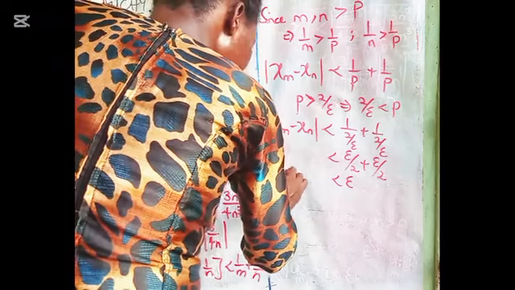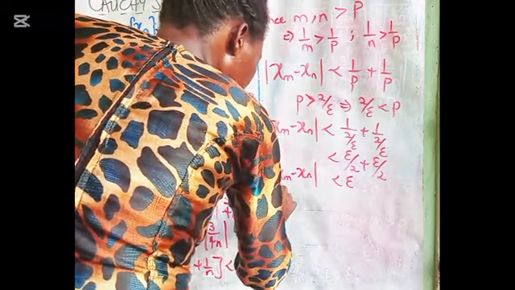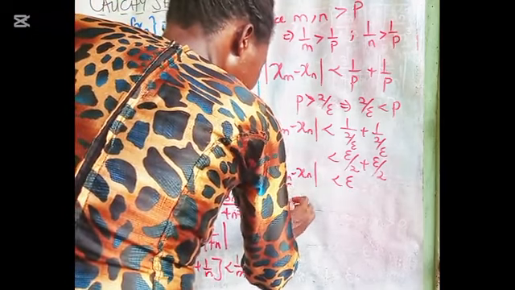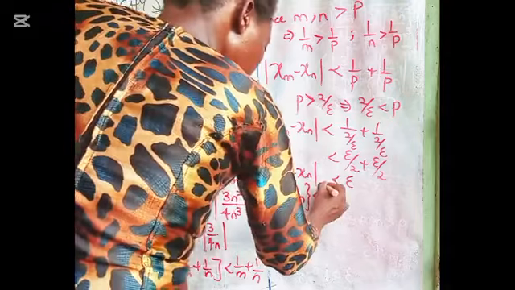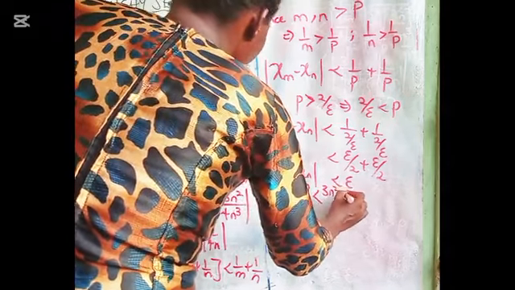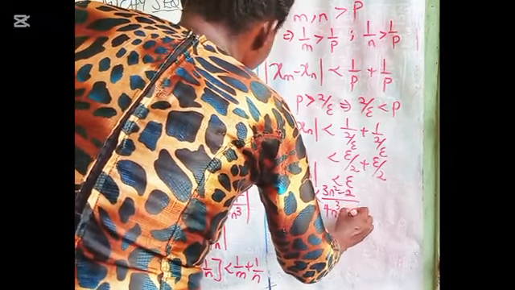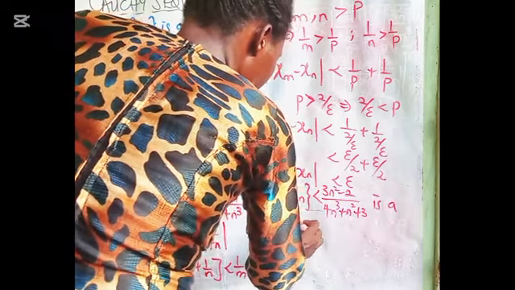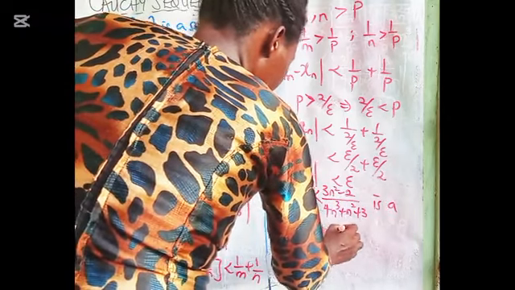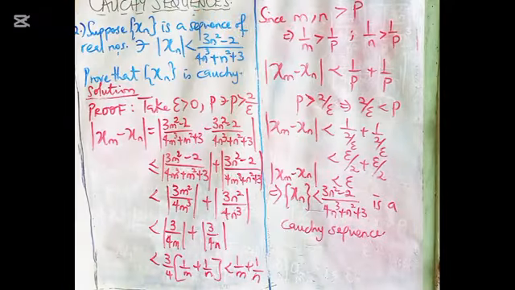That means the absolute value of x sub m minus x sub n is less than epsilon, which implies that the sequence x sub n, defined as 3n squared minus 2 over 4n cubed plus n squared plus 3, is a Cauchy sequence. We have been able to prove that that sequence is Cauchy.